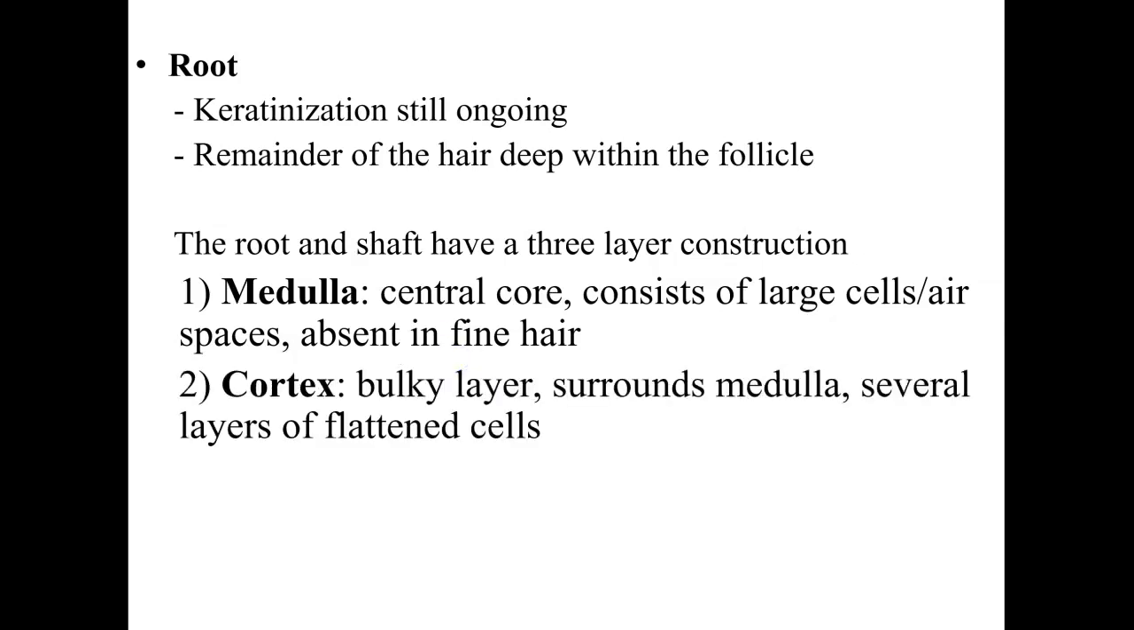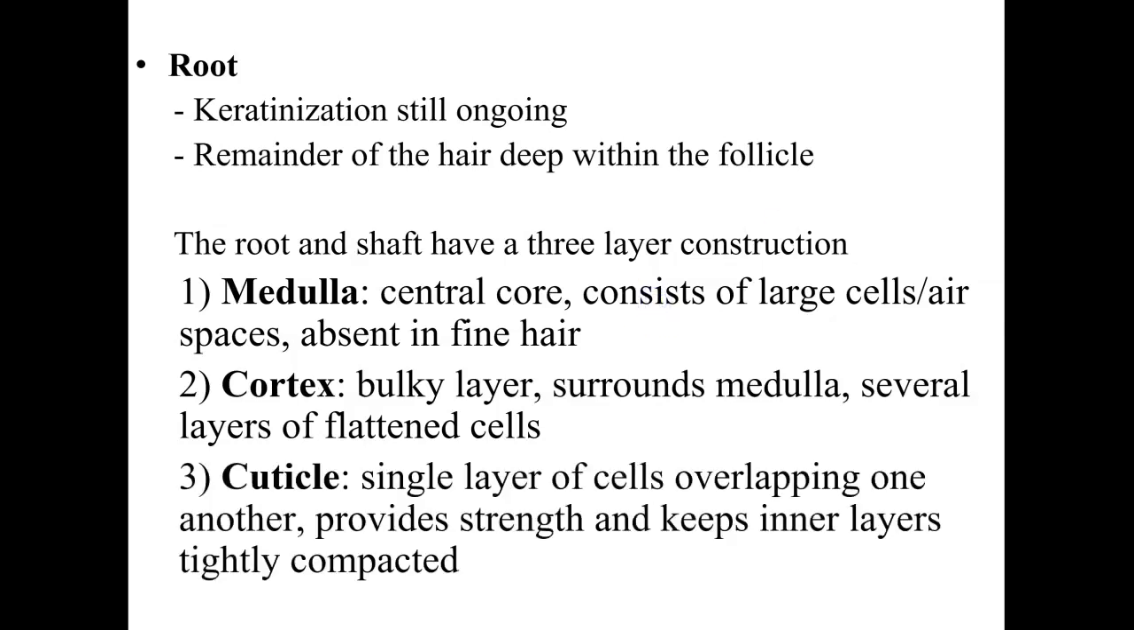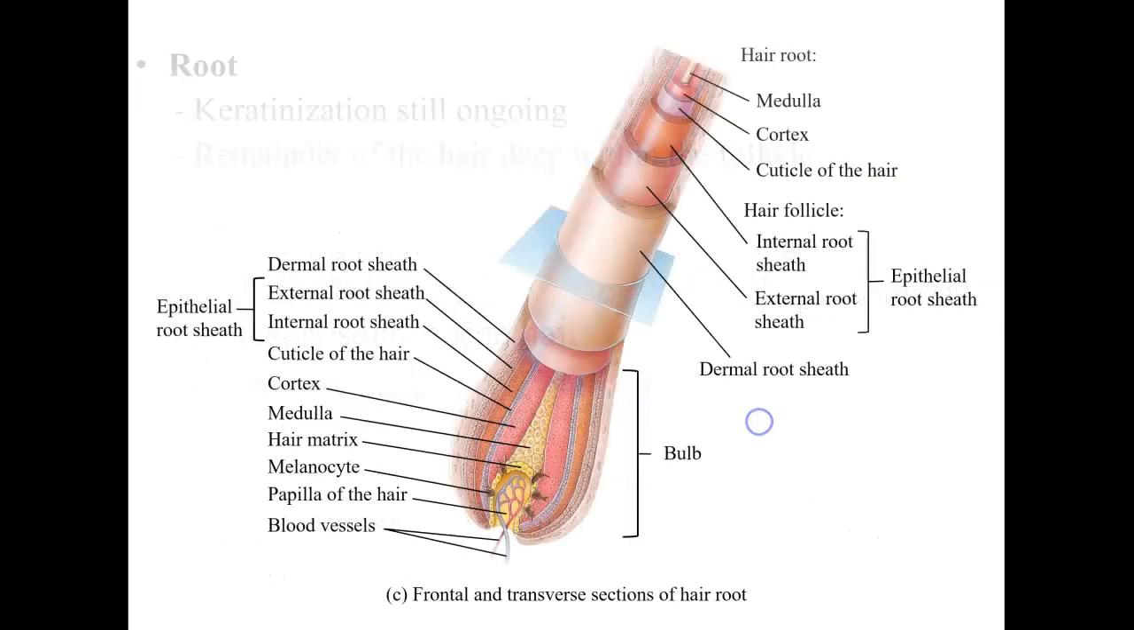Cortex is going to be the bulky layer. That's what surrounds the medulla, and it's going to have several layers of flattened cells there. And then you have your cuticle. That's going to be a single layer of cells overlapping one another. It provides strength and keeps the inner layers tightly compacted. So once the hair comes out of the head, these are going to be the 3 parts that it contains.